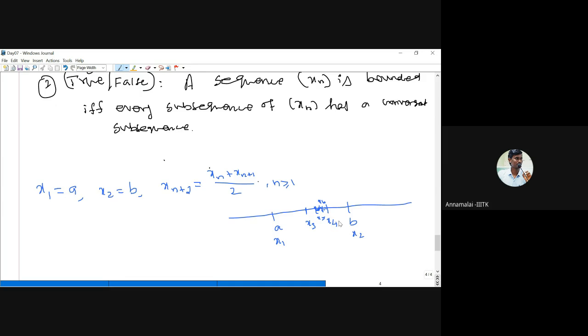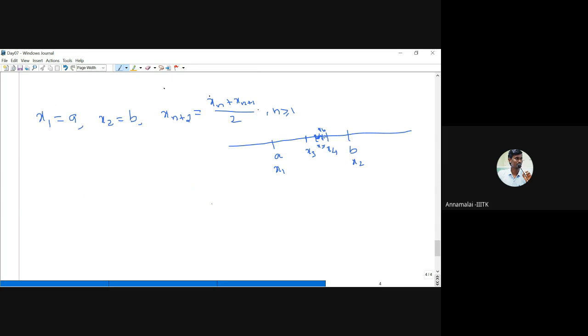Then what is the limit of this convergent sequence? The limit is, I am directly writing, 1 by 3. So the sequence xn converges to 1 by 3 times (a plus 2b). This is a standard example. Suppose we define x1 equal to a, x2 equal to b, then xn plus 2 is nothing but the average of the previous two terms. Then the sequence is Cauchy, therefore converges. The convergence point is 1 by 3 times (a plus 2b).